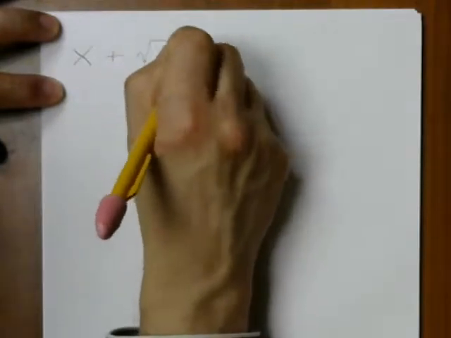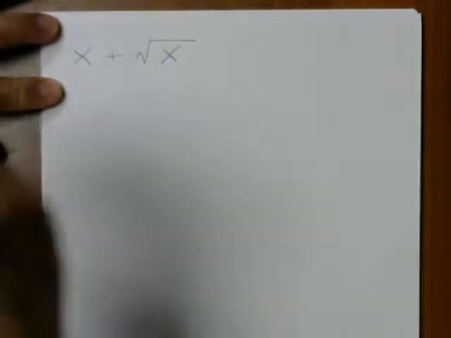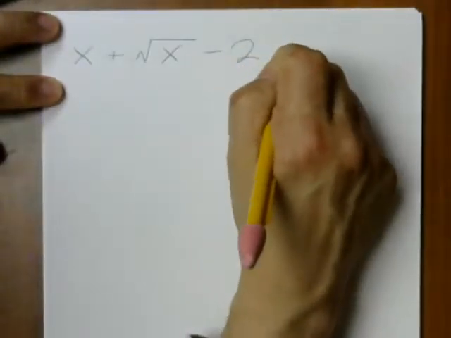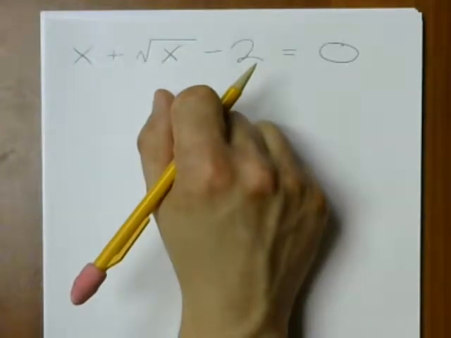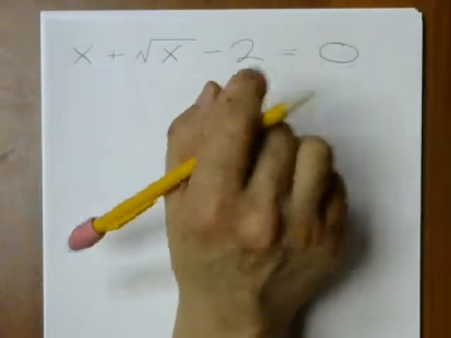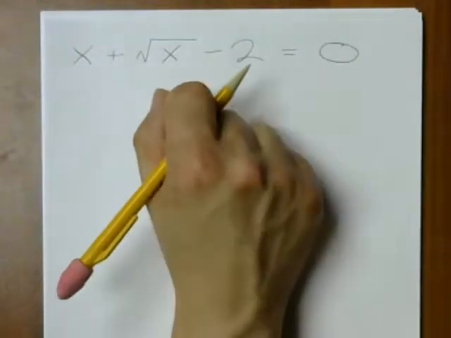Let's try to solve the following equation: x plus the square root of x minus 2 equals 0. We now have a few different ways we can solve this. Let's try solving this in two different ways.